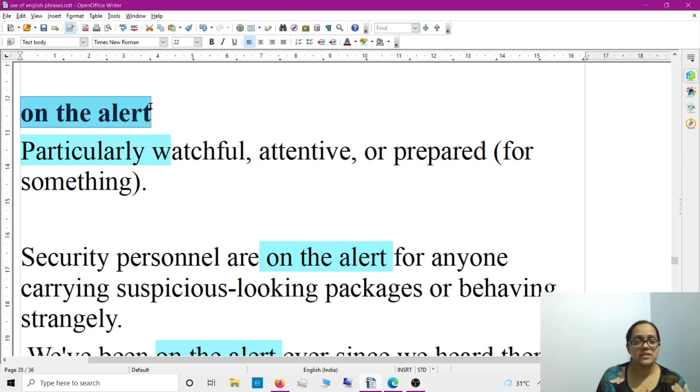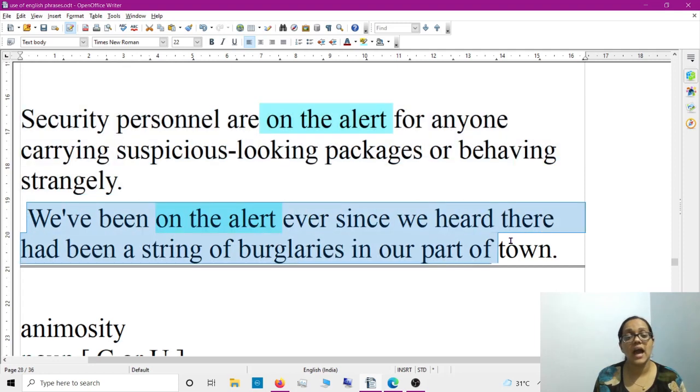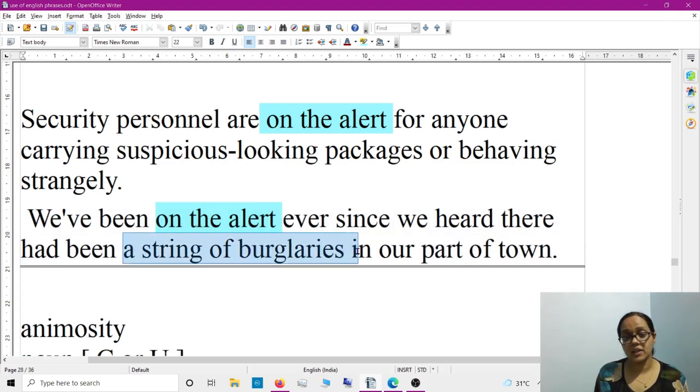On the alert means: security personnel are on the alert for anyone carrying suspicious looking packages or behaving strangely. Next sentence is, we have been on the alert ever since we heard there had been a string of burglaries in our part of town. A string of burglaries, a continuous series of burglaries in our part of town.